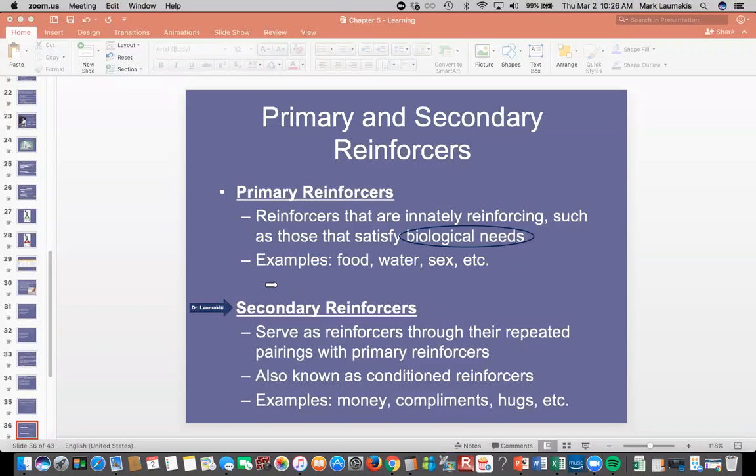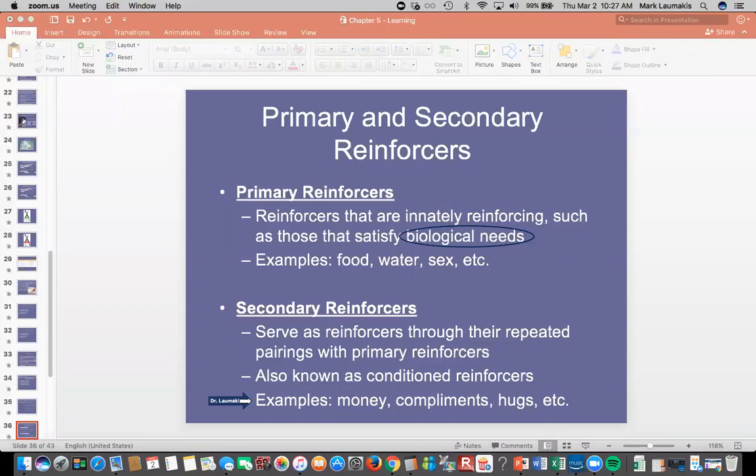If instead I chose to go the secondary reinforcer route, I'm doing something a little bit different. In this case, I'm using things that are serving as reinforcers because they're connected with those primary reinforcers. And when you see repeated pairings now, you should automatically be thinking, that sounds like classical conditioning. And that's really what goes on with secondary reinforcers. They become rewarding to us because they're repeatedly paired with things that are addressing and satisfying biological needs. So your prototypical secondary reinforcers are money, compliments, hugs, attention, applause, right?